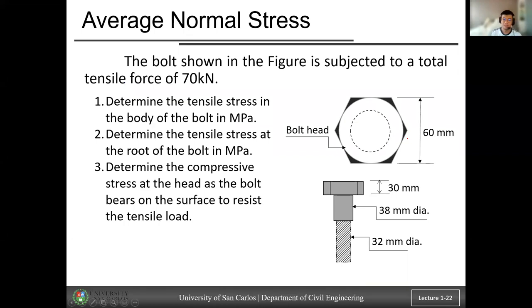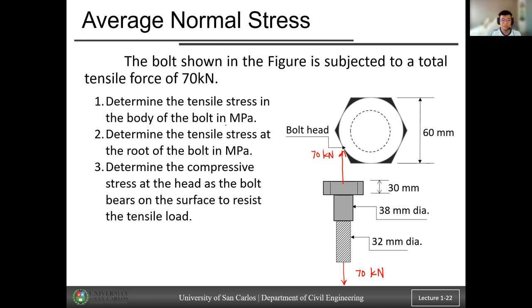So let's try to solve this problem. Let's say the bolt shown in the figure is subjected to a tensile force of 70 kilonewtons. Meaning your bolt's tensile force could be in this direction, depending on your choice, external, or it could also be going upwards. You can choose either, because it's not totally described in the problem where the 70 kilonewton force is.